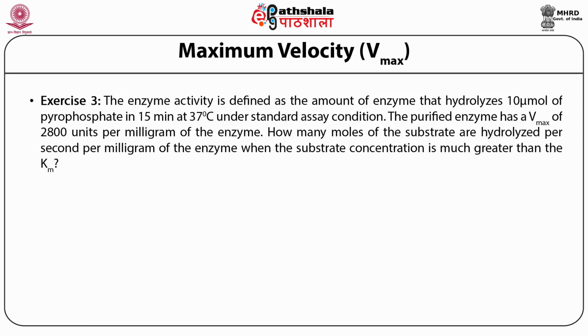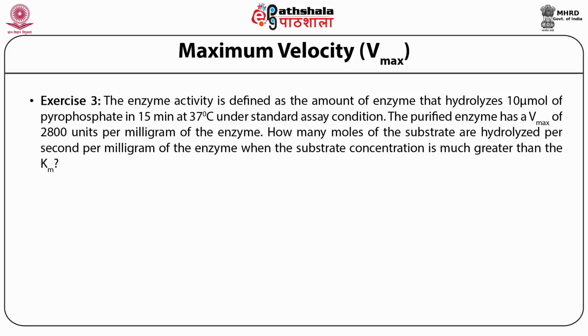But they are also giving one more thing: that 1 unit of the enzyme is the amount that hydrolyzes 10 micromoles of the pyrophosphate in 15 minutes. So therefore you can calculate the Vmax in terms of substrate hydrolyzed per second. Vmax is going to be 2800 units. If 1 unit is 10 micromoles of pyrophosphate, then 2800 multiplied by 10 is going to be 28,000 micromoles of the pyrophosphate converted per 15 minutes.